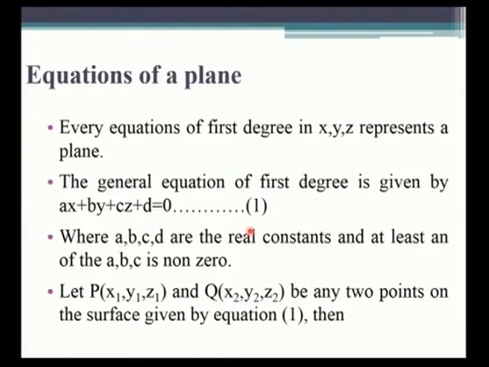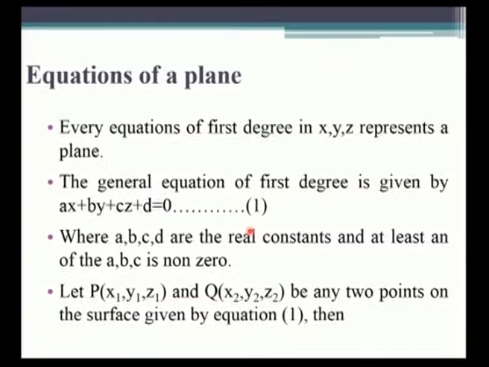You know, every equation of first degree in x, y, z represents a plane, and we know that a plane is a two-dimensional object. So every equation of first degree in x, y, z represents a plane. The general equation of first degree in three variables is given by ax + by + cz + d = 0. Keep this as equation 1.